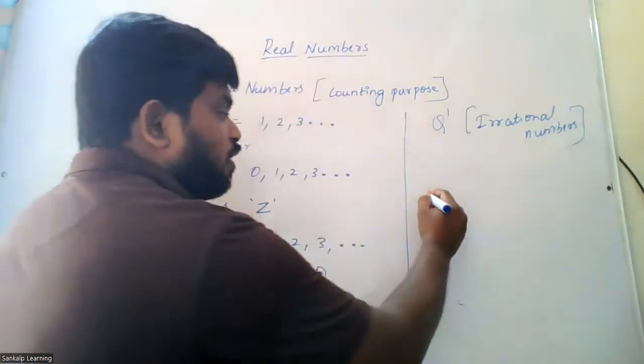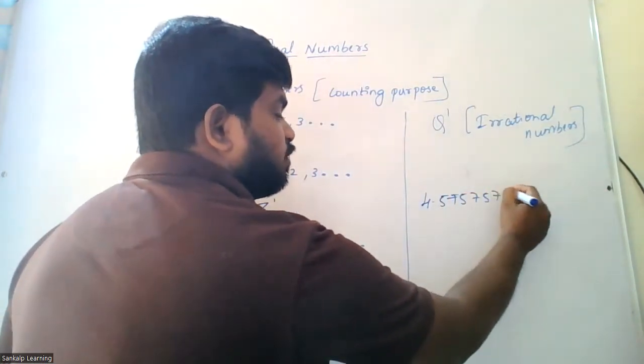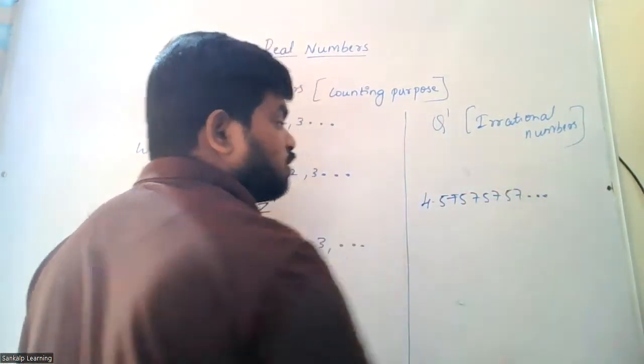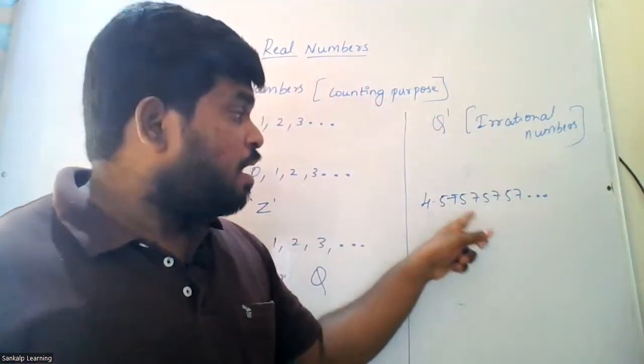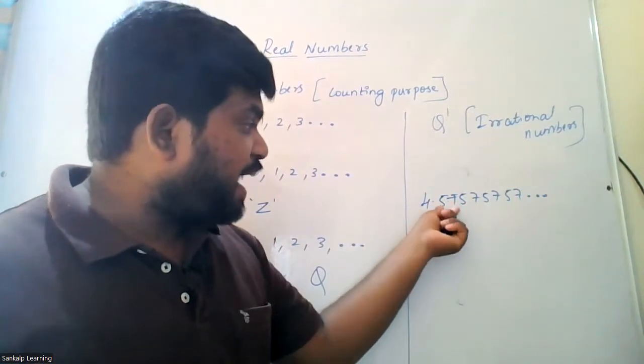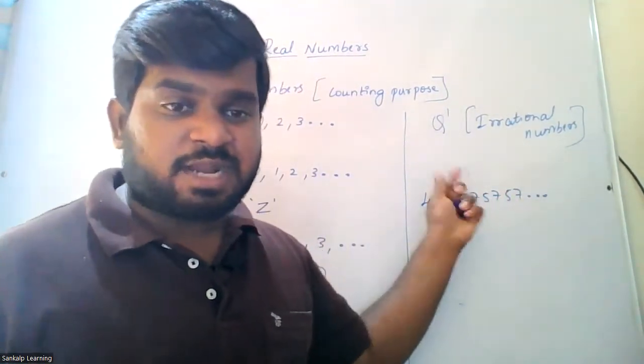For example, if you observe this 4.57, 57, 57, 57, goes on. This doesn't stop. It keeps going. So it is non-terminating, but it is recurring. There is a pattern that you can observe. 57, 57, 57, 57. This is recurring.